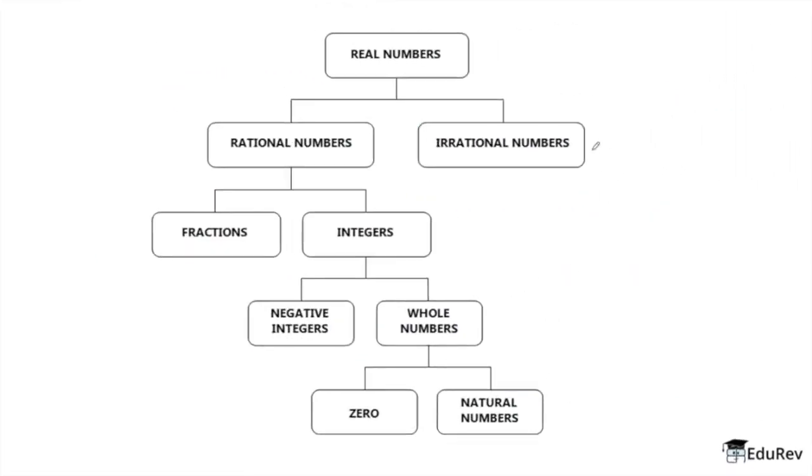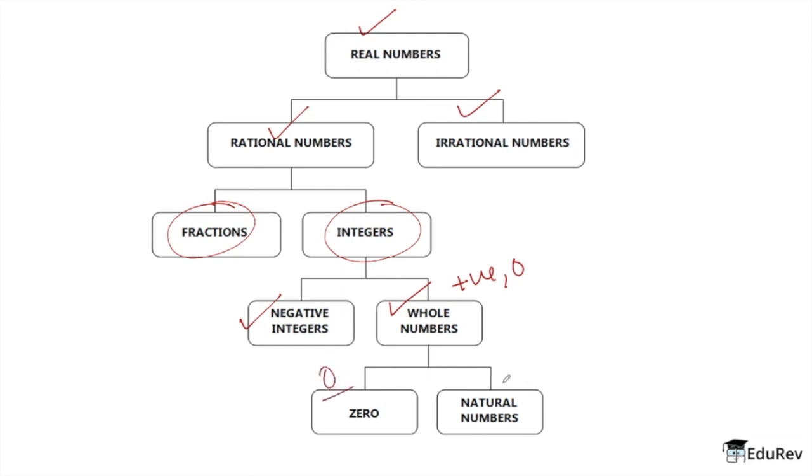So let's just see this flowchart quickly before we start with the next concept. We know that real numbers are divided into two segments, that is rational numbers and irrational numbers. Your rational numbers are divided into two segments, that is your fractions and your integers. Now integers can either be negative or your whole numbers, that is your positive plus your 0. Right? Now whole numbers can be what?